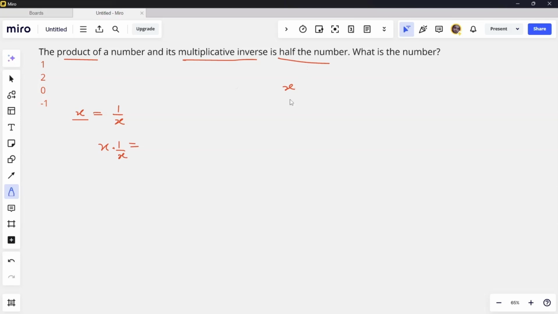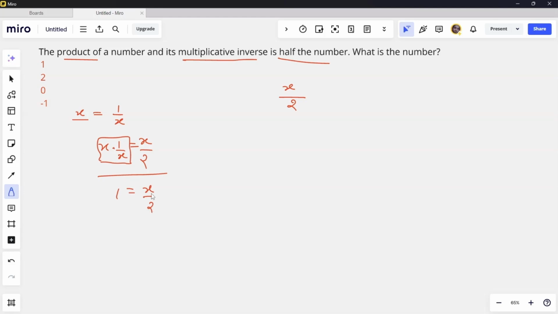If the number is x, what is half of this number? x by 2. So x into 1 by x equals x by 2. Now let's try to solve this equation. While we solve this side, we will get 1 equals x by 2.